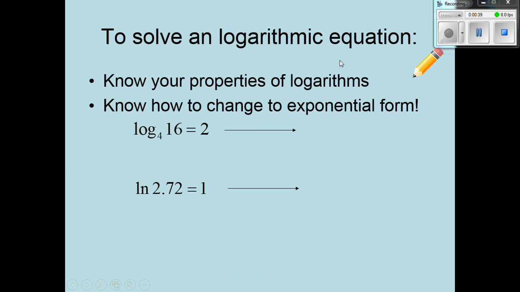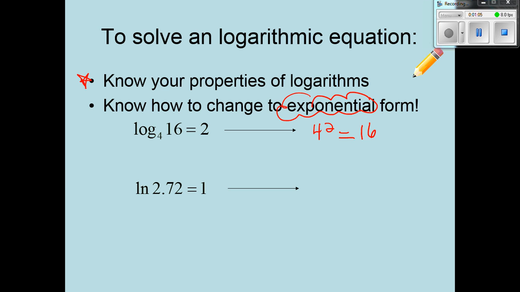So the first thing we need to know is, what do we need to solve a logarithmic equation? Well, you're going to have to know the properties of logarithms, expanding and condensing properties. You're going to need to know how to change to exponential form. So this says log base 4 of 16 equals 2. That's the same thing as 4 squared equals 16. So we've got to be able to get into exponential form.